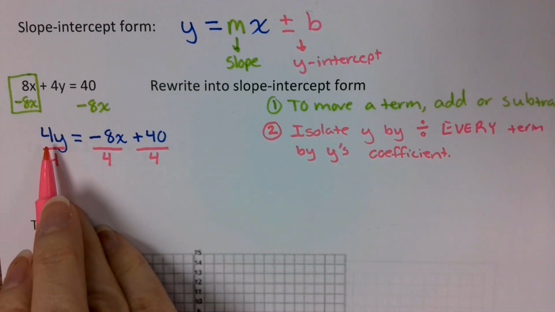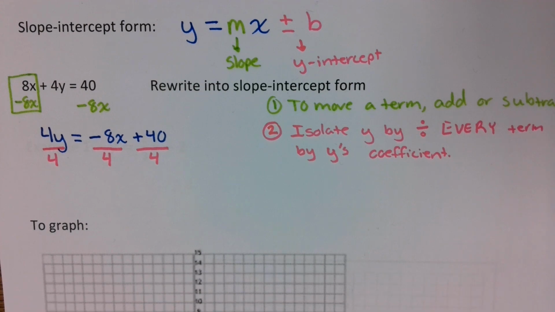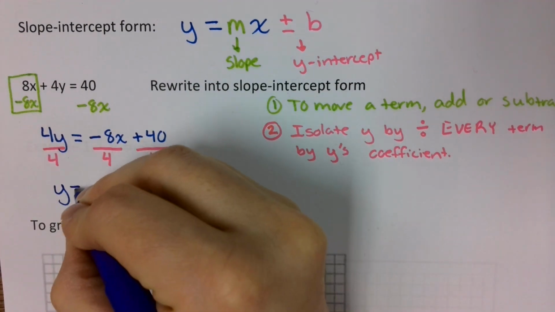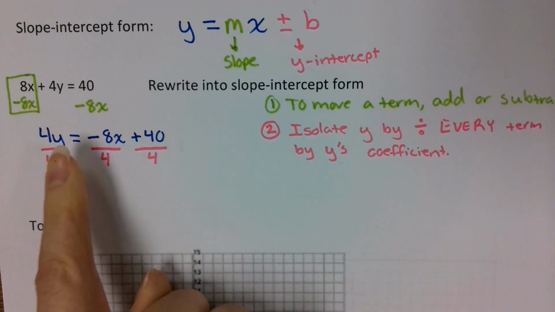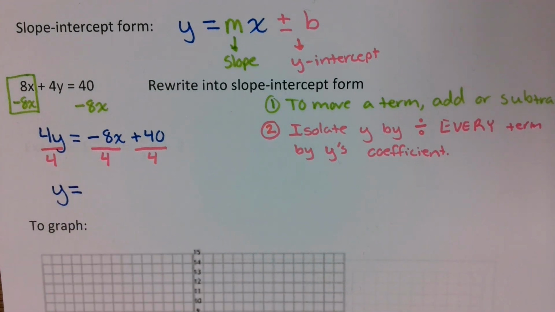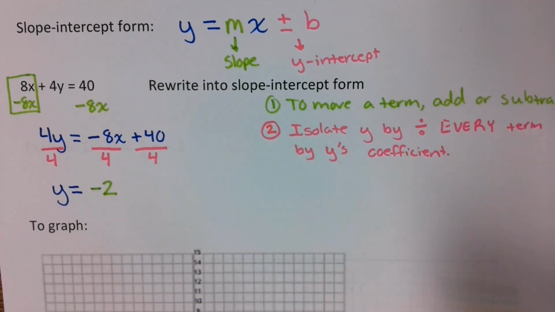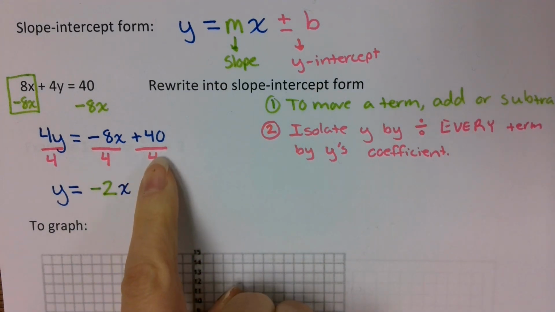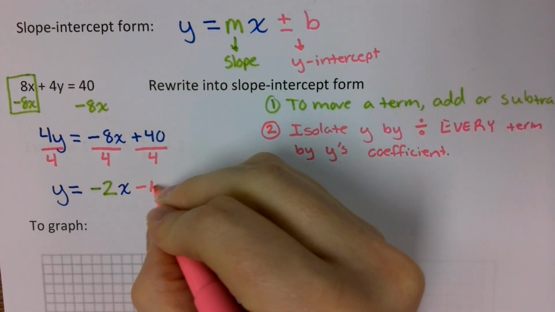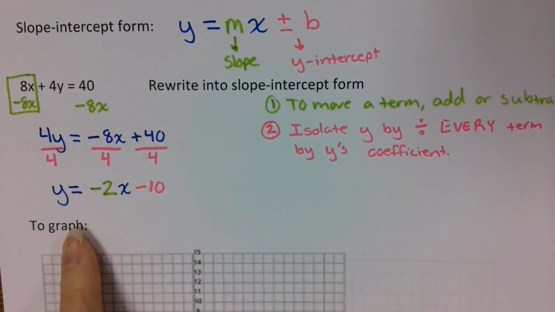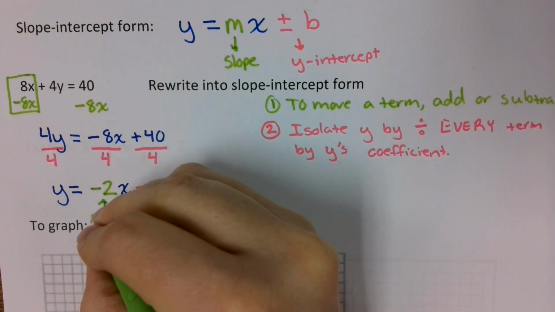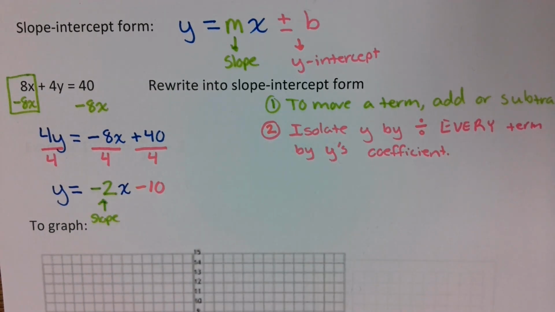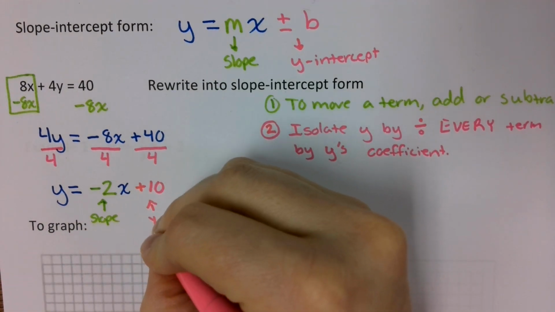Okay? So here, 4 divided by 4 is going to get y by itself. We now have y isolated, which is the goal. Negative 8 divided by 4 is going to come out to a negative 2. So there's our slope. We have negative 2x. And then a positive 40 divided by 4 is going to come out to a positive 10. So there's our equation. y is equal to negative 2x plus 10. Negative 2 is going to be my slope. Oops, I accidentally put minus when it should say plus. That plus 10 is going to be my y-intercept.